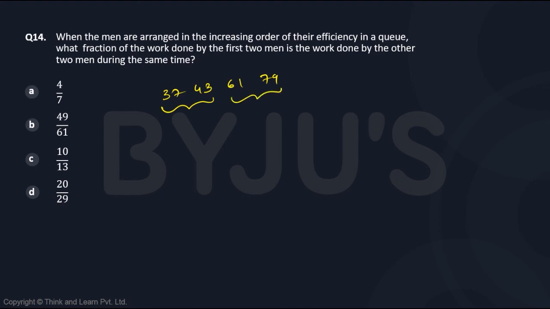If the time is constant, then the work done is a function of their efficiency. So this total is 80 by 140, that is 79 plus 61. So this is 2 4s are 2 7s are 4 by 7, option A. This is a very, very simple question.